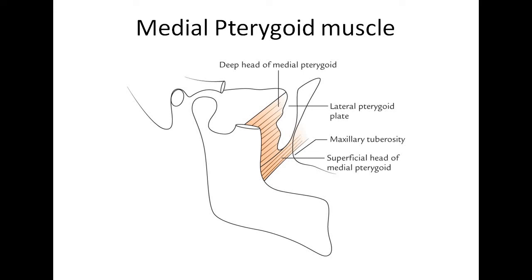It is supplied by the nerve to medial pterygoid, which is the branch from the main trunk of the mandibular nerve. The various actions performed by this medial pterygoid are: it elevates the mandible, it protrudes the mandible, it will perform the side-to-side movement along with the lateral pterygoid muscle.